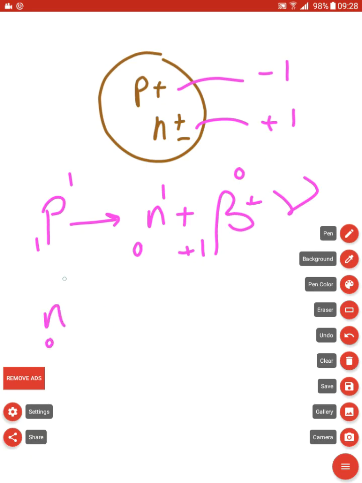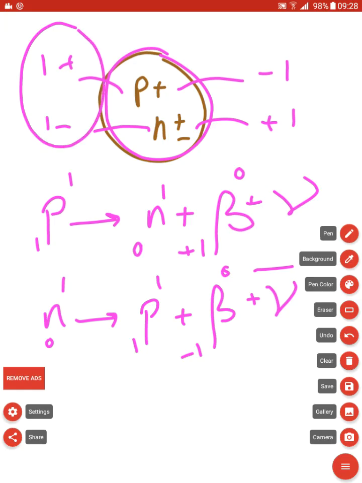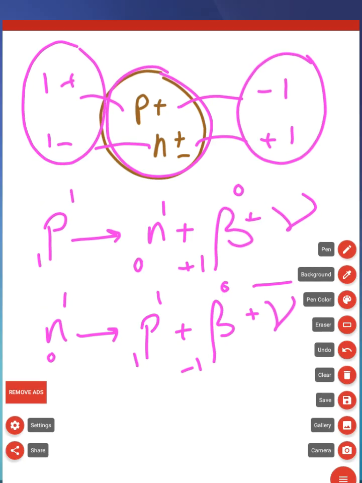But if we have a neutron, which is changed to a proton, we have here negative beta, which is an electron, plus an anti-neutrino. So the total number of nucleons inside will not change. What happens is that the number of neutrons will decrease by 1, but the number of protons will increase by 1. This is the reason for beta negative and this is the reason for beta positive.